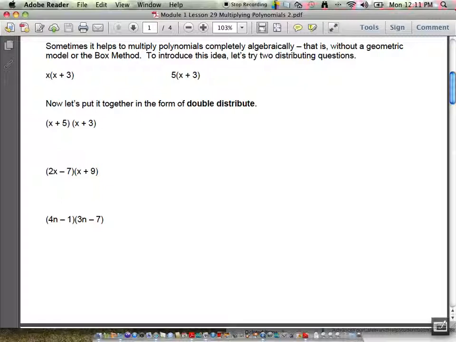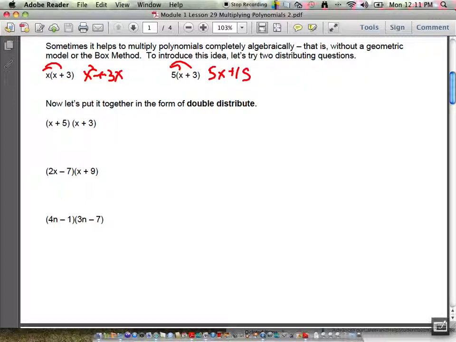Now, let's talk a little bit about some things that we already know. Look, I know how to distribute this. I'm going to distribute the x. What do I get? X squared plus 3x. Good. Now, come over here. Let's distribute the 5. What do I get? 5x plus 15.